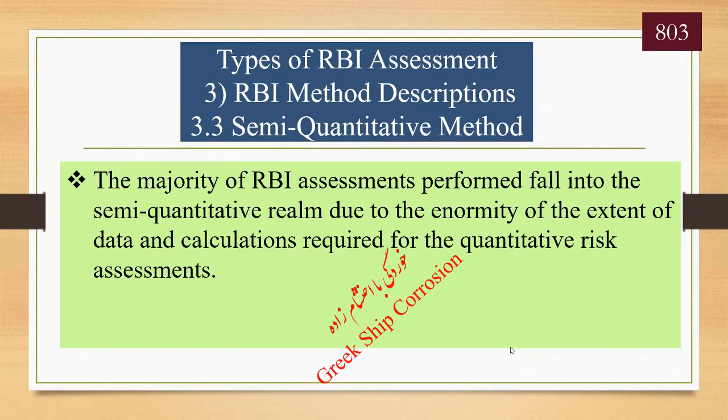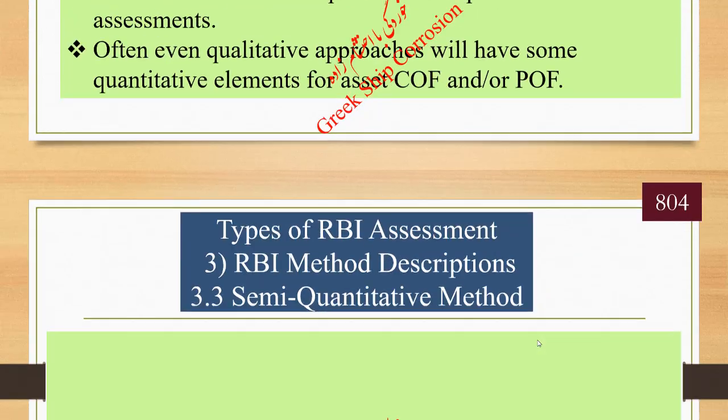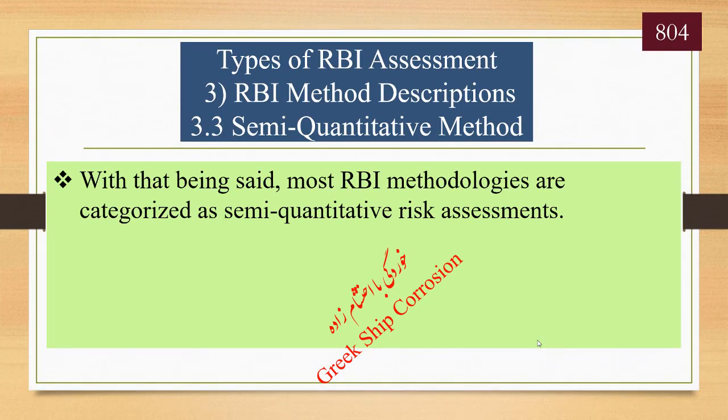The majority of RBI assessments performed fall into the semi-quantitative realm due to the enormity of the extent of data and calculations required for the quantitative risk assessments. Often even qualitative approaches will have some quantitative elements for a set COF and/or POF. With that being said, most RBI methodologies are categorized as semi-quantitative risk assessments.